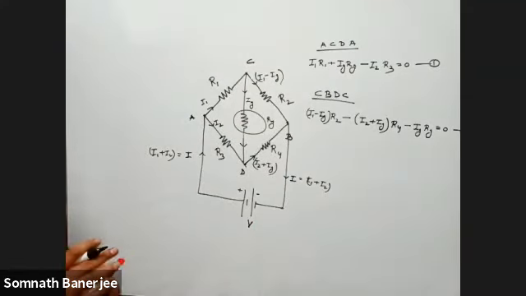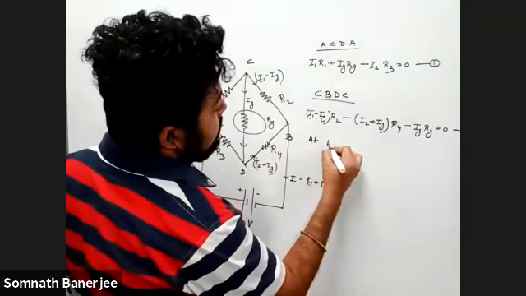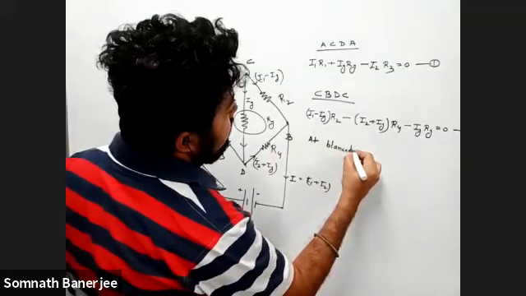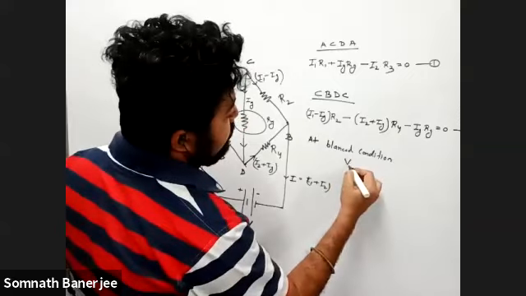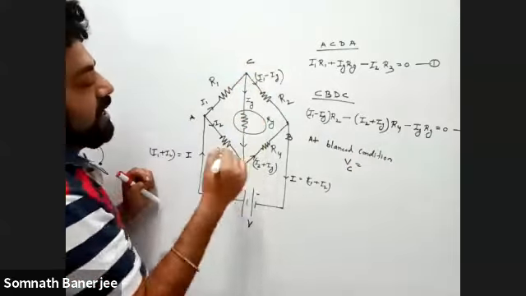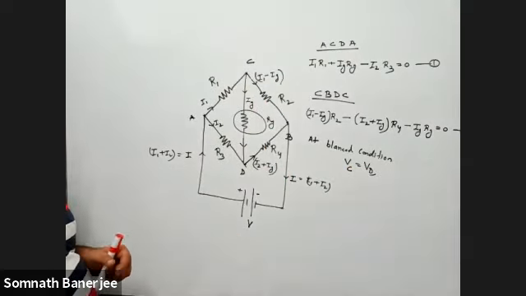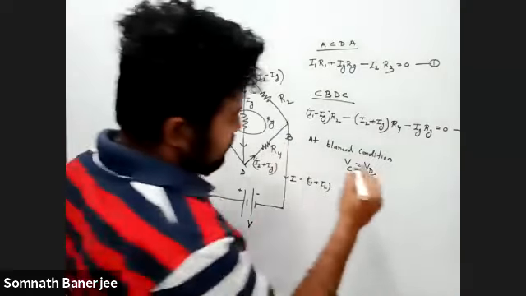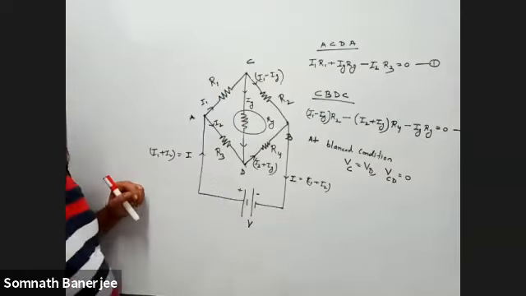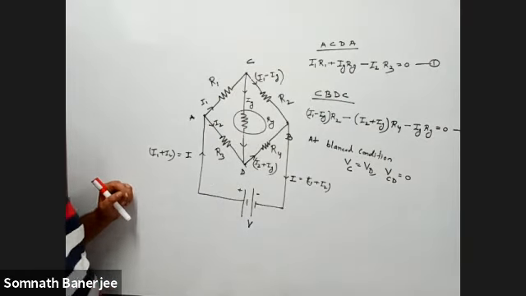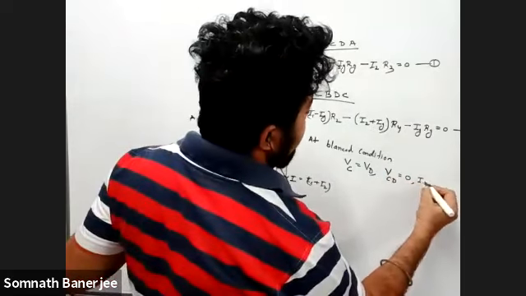Now, from these two equations, you can say at balance condition. What is balance condition? Balance condition is that the voltage of C and the voltage of D are equal. So if the voltage of C and voltage of D are equal, what about the voltage of CD? Voltage of CD is zero. So if the voltage of CD is zero, no current flows through this one. So that means you can say IG is zero.